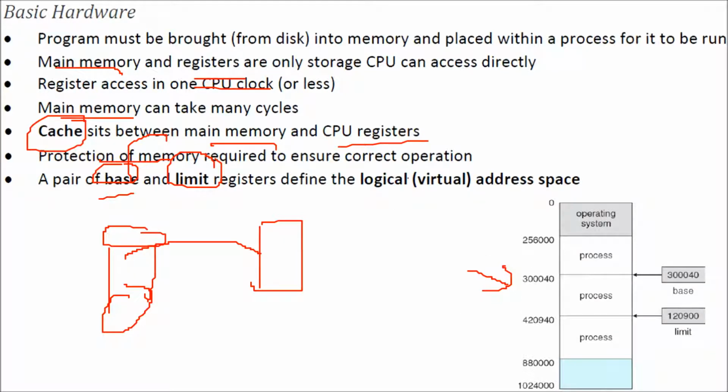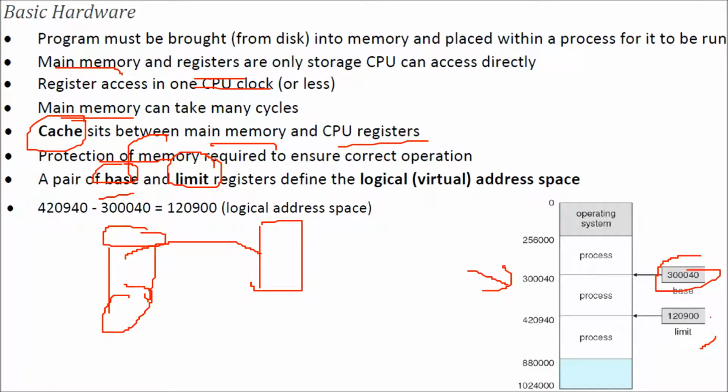For example, see, this is your base, this is your limit, right? How have we arrived at this limit? This is the upper limit. We have subtracted these two, the lower and upper, or you can say the space between the base and the highest address for any process, is the logical address space. I hope you got the idea. This is the logical address space for this process.